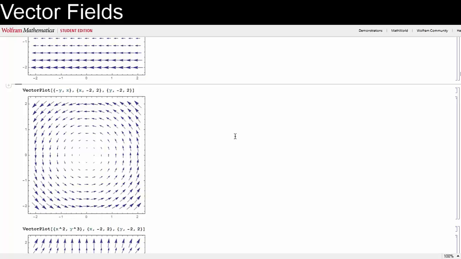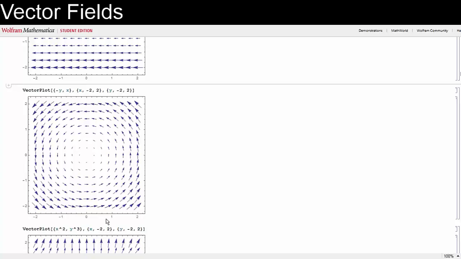And here's another interesting vector field. It's the vector field -y comma x. Right? So you get this interesting pattern of circles here. Hopefully you can see that. And you can actually trace out circles in this vector field here. And those curves that you can trace out are called integral curves.